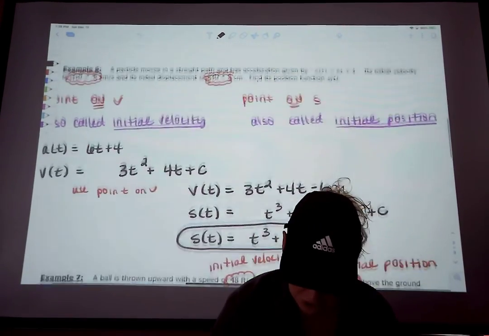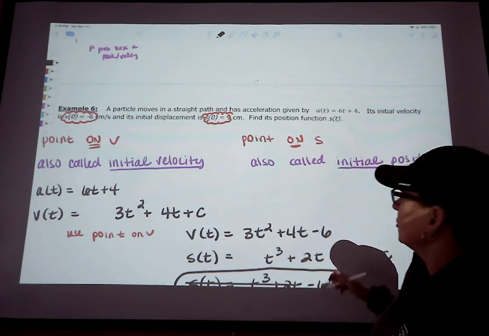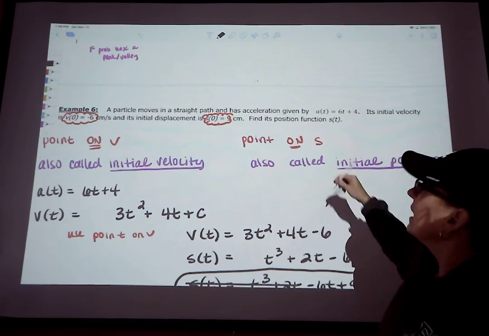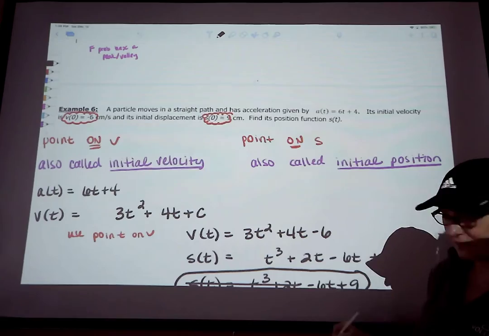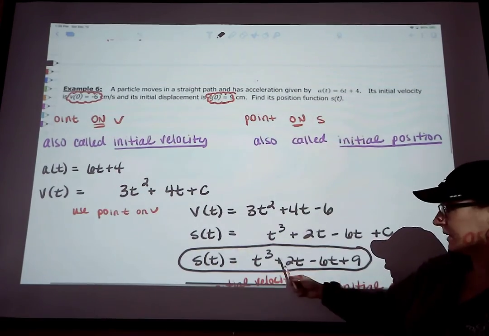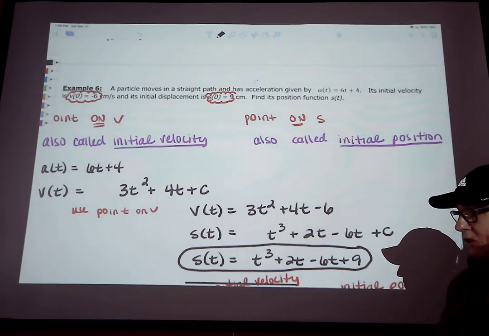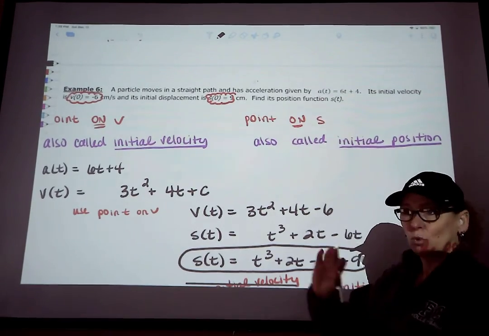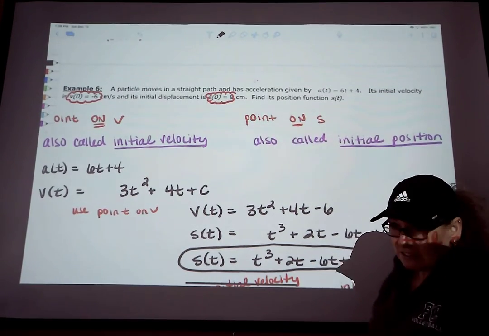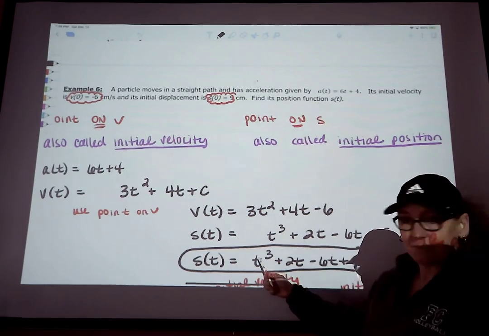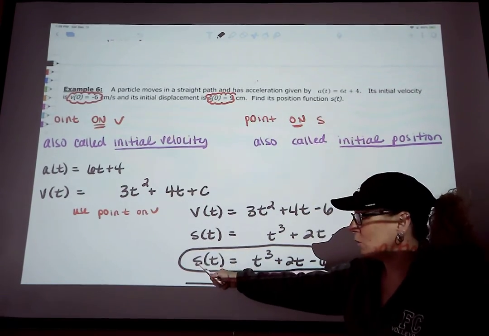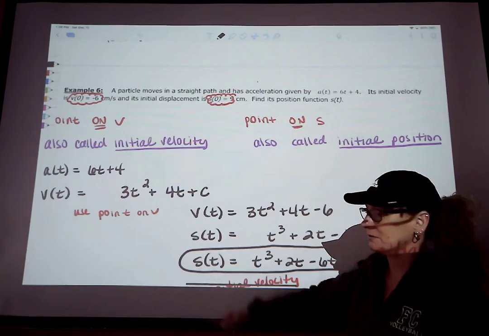Okay, let me just double check that that's what it said to do. Find its position function. Did that. It's not the general one, it's the specific one, because we found what its initial position was. So if you wanted to know where this thing was at 6 seconds, plug in a 6 to find out where it was. This is its position.